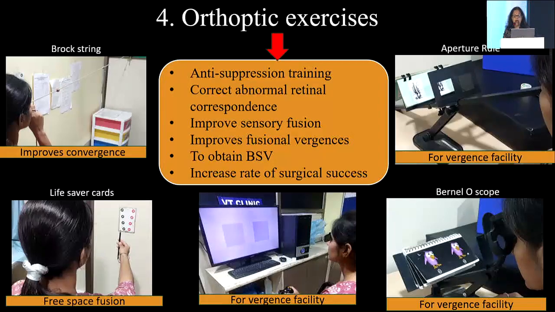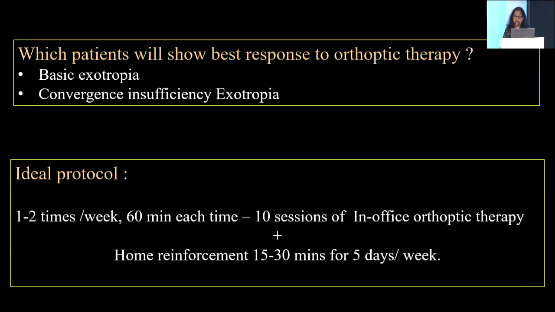Orthoptic exercises have been tried for these patients. They work by anti-suppression training, correcting abnormal retinal correspondence, improving fusion, and usually it improves the convergence and achieves binocular single vision. Box strings improve convergence. Lifesaver cards improve free space fusion. The VTS4 software is used for improving vergence facility, mainly convergence. Aperture rule and Bernell scope are all for improving the convergence facility. So which patients will show the best response to orthoptic therapy?